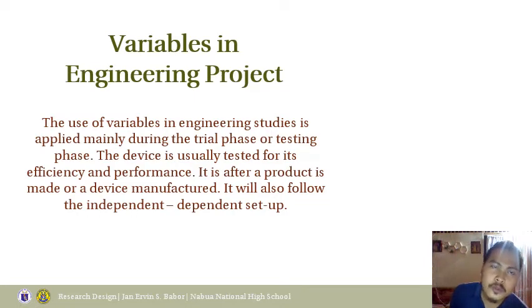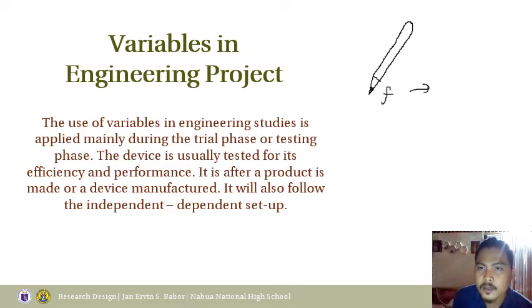Now, when it comes to variables in engineering projects, we use variables in the engineering studies usually during the trial phase or the testing phase. Let's have an example. Say you develop a friction pen, a pen which readily converts friction to electricity. So you have developed a product, a pen which converts friction to electricity.